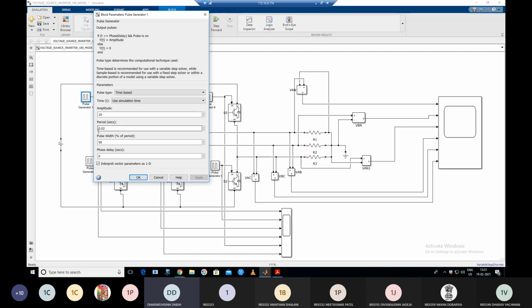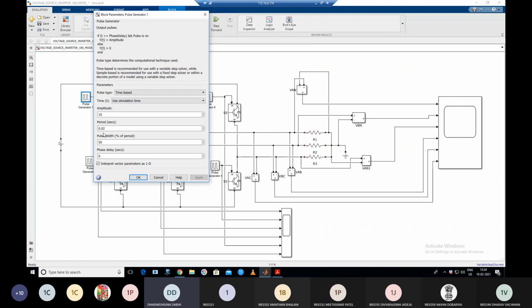Here I set the period to 20 millisecond because I want the output voltage of 50 Hz frequency. Clear? This is a 3-phase output of 50 Hz frequency. So I set the period as 0.02, which means 20 millisecond. This is the duration of a 50 Hz cycle. Now the pulse width is 50%. It means that in this 20 millisecond time, 50% of the 20 millisecond the gate pulse is given to S1. Clear? So it is a percentage of the period.